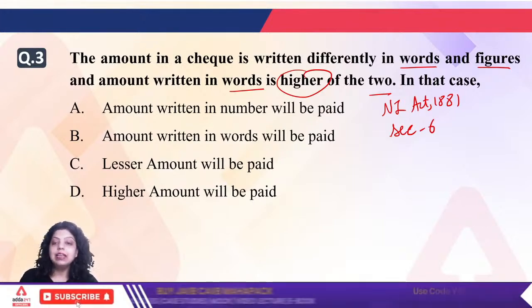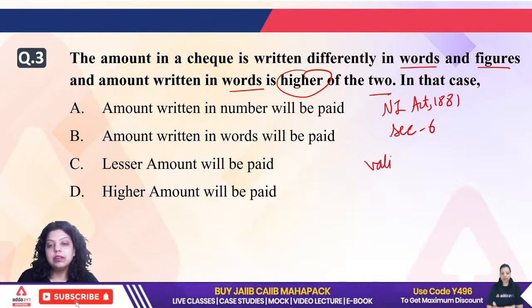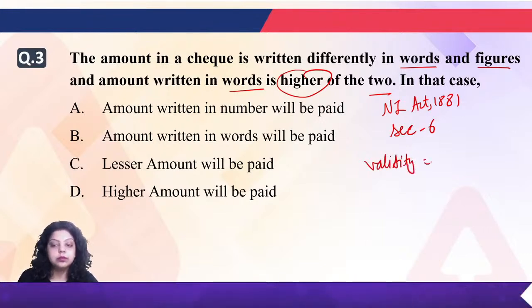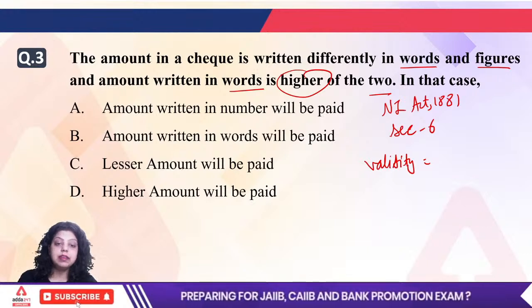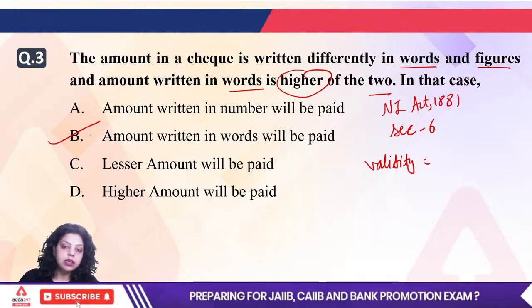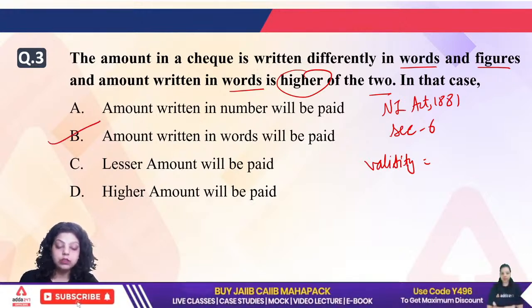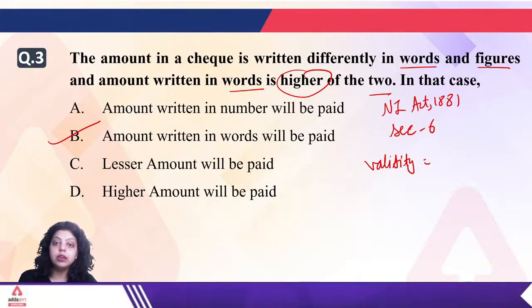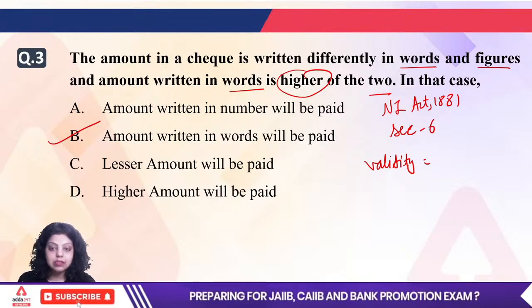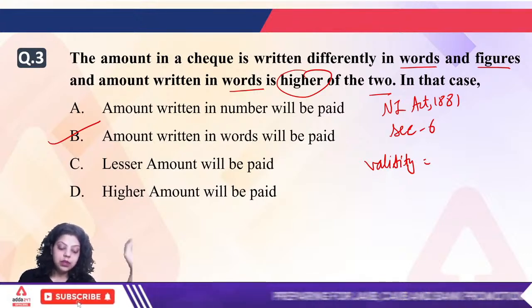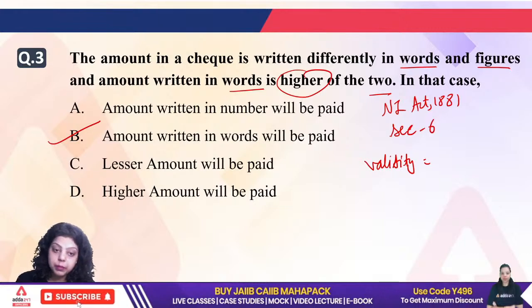And what is the validity of a check? Everyone is saying B. Very good. So the amount written in words will be paid. The right option for the third question will be B. Whenever we see this type of issue, when the amount is different in words and in figures, the amount written in words will be paid by the bank.